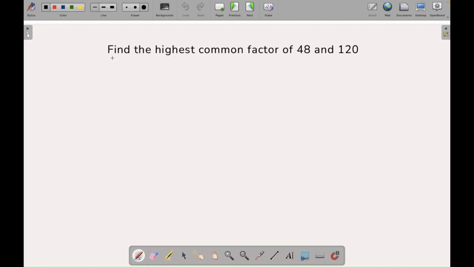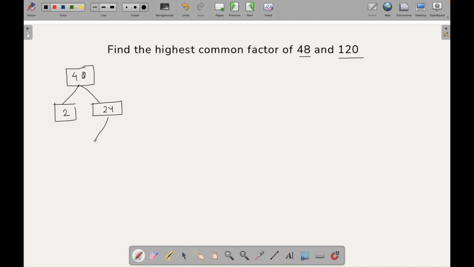Then find the highest common factor of 48 and 120. So we need to find the HCF of 48 and 120. Again, we can use the factor tree, right? So factor tree will do it for 48 first. So 48 will start with 2. So 2 times 24 is 48.